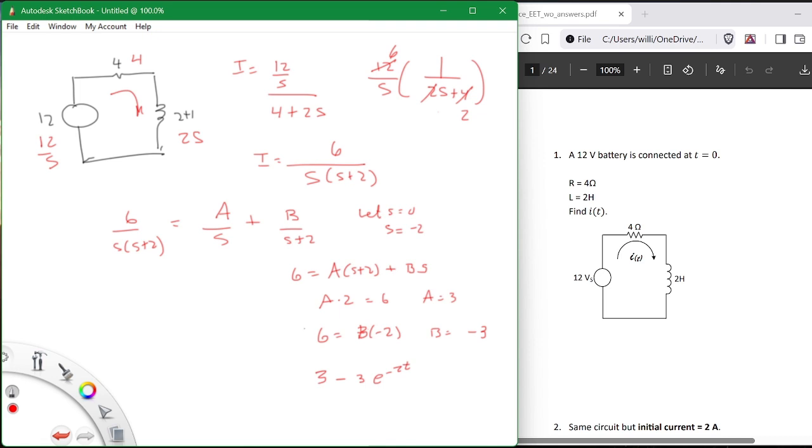Or it's 3 times 1 minus e to the minus t over tau, all over R. What is tau? Tau is L over R, or 1/2, but you flip it and it becomes 2. So that's it. It's exactly what it is. Any questions, any comments? Everybody see how this game is played? You only got 49 more to go.